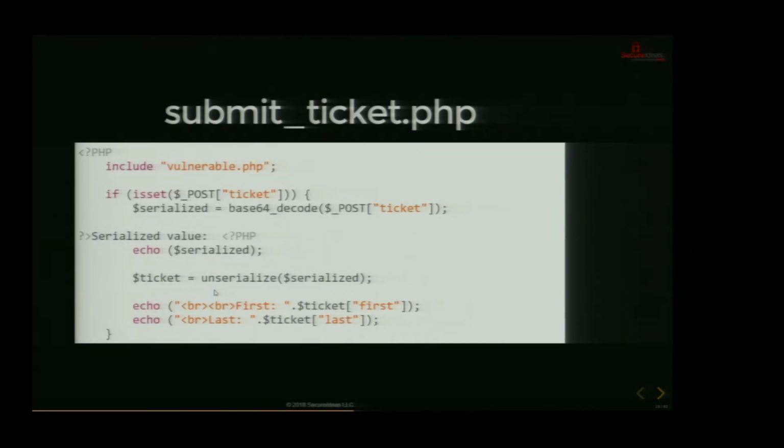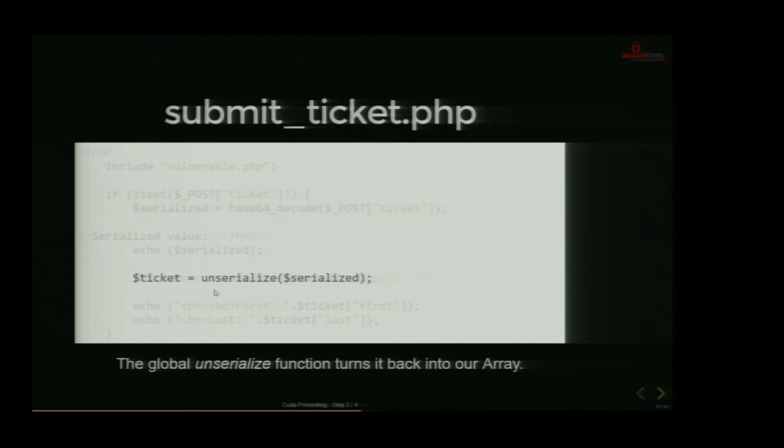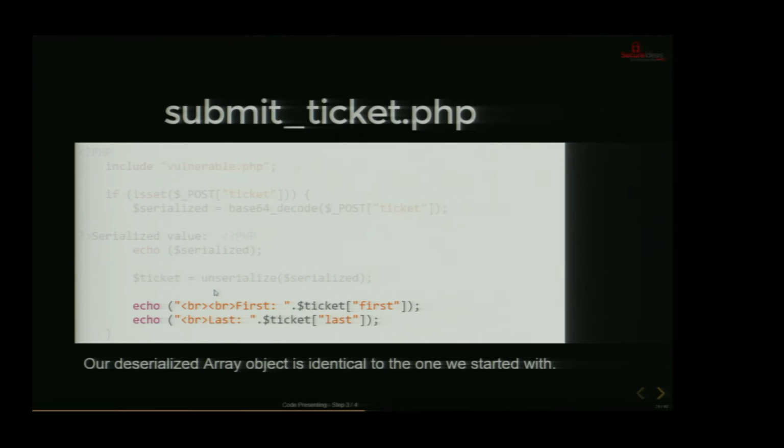Next, we have the submitting of the ticket. So this is the second form where I just took that blob of base64 encoded stuff and put that into that second form. And it's basically just doing the opposite. It's very simple. The first thing I'm doing is base64 decoding that value. So that gives me my serialized object, and then I unserialize that, and that gets me back to my array, and then I can output that data from the array onto the screen so we can all see it. We can all read it. Make sense?